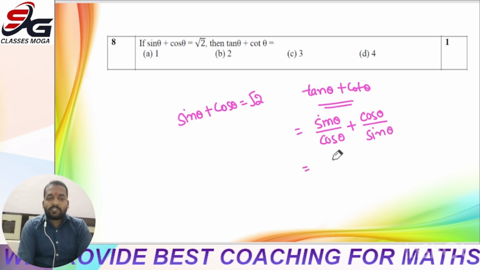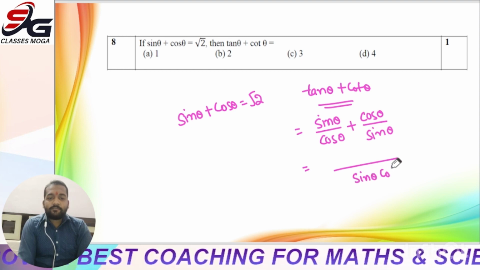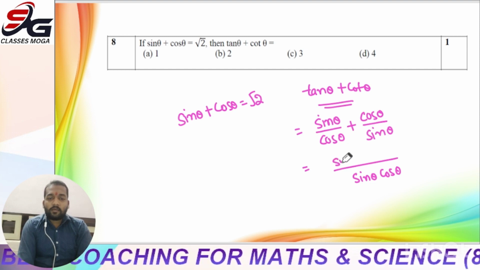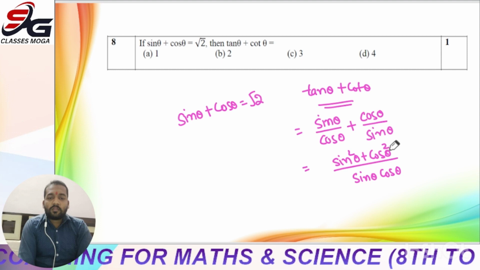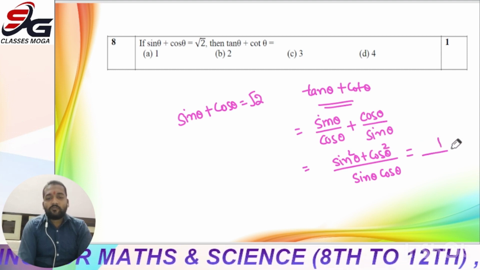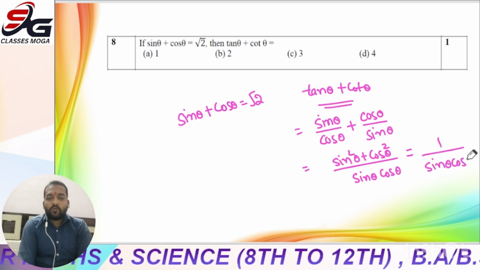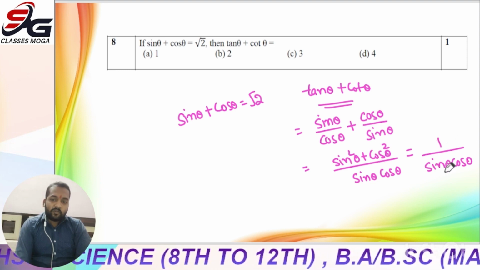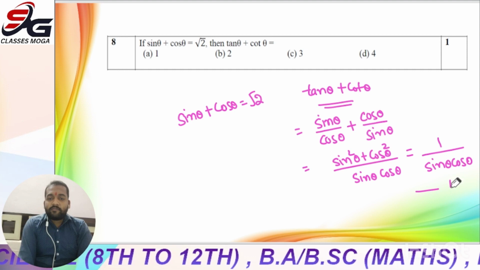Now take the LCM. When you take the LCM, it is sin theta cos theta, right? Now cross multiply, it becomes sin square theta plus cos square theta. Sin square theta plus cos square theta is always equal to 1. So it is 1 over sin theta into cos theta. Now what do we have to do? Give it number 1, student.